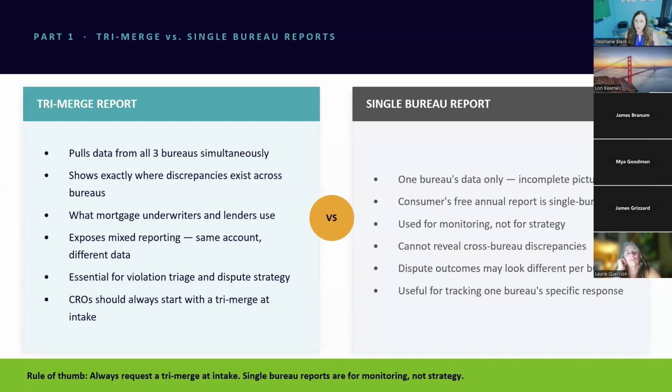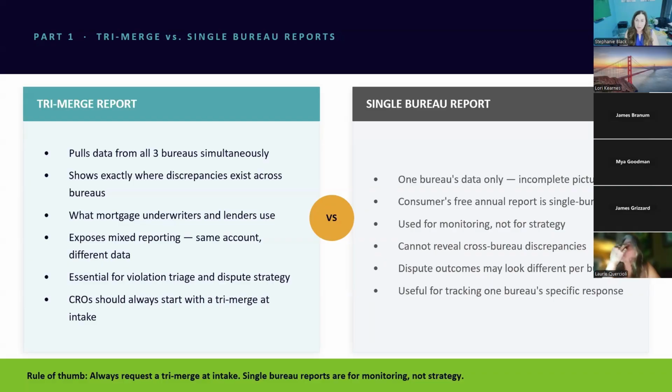So, a tri-merge credit report and a single bureau credit report. A tri-merge credit report is data from all three bureaus. You have TransUnion, Experian, and Equifax on the report, so you can see them all side by side. So you can also see where all the discrepancies are between bureaus. That is not possible with a single bureau report. If you only have a single bureau report, you're only seeing one piece of the picture.